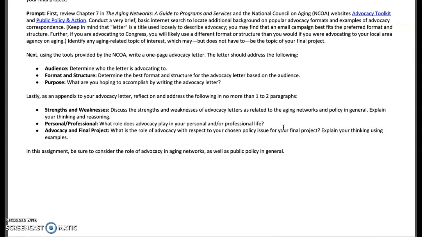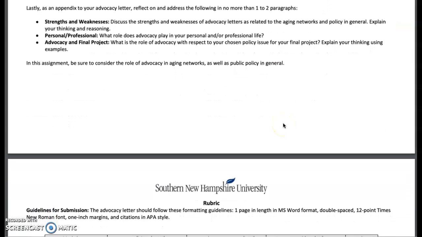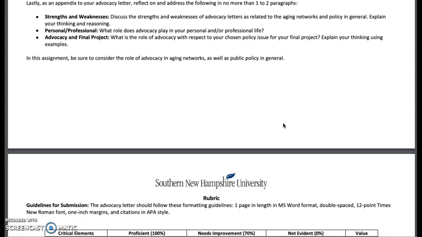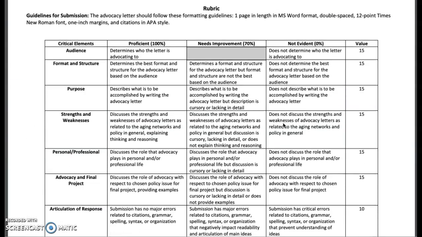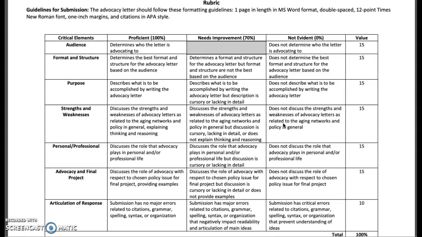A simple example would be utilizing this letter and then sending it to your congressman or woman, or even your local board of supervisors, or your local councilman or woman. That would be a low-hanging fruit that you can include as a part of not only your final project, but also this assignment. So in this assignment, be sure to consider the role of advocacy in the Aging Network as well as public policy in general.